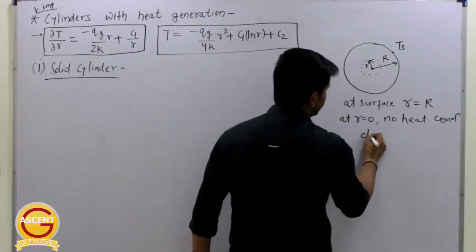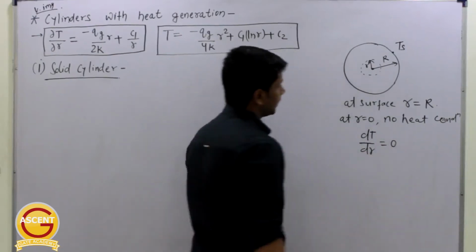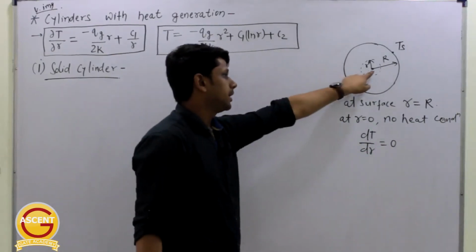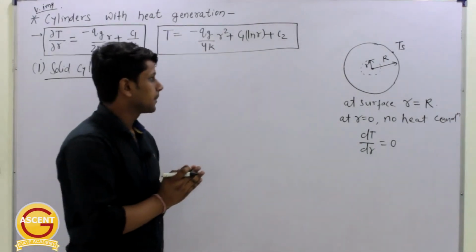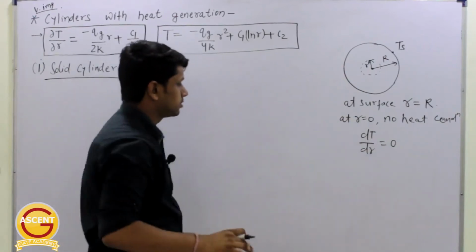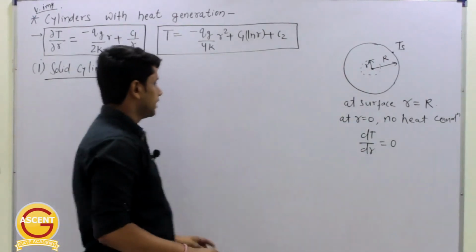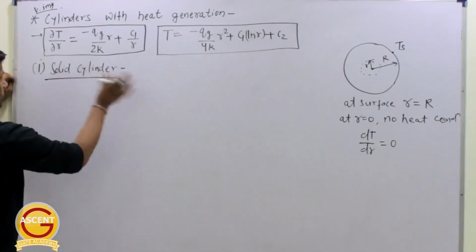So here dT/dr must be equal to 0, and the temperature will be maximum at the center of the cylinder because no heat is getting dissipated from there. So let's put this first boundary condition. This will become our first boundary condition, and you can use the first equation in this boundary condition, right?